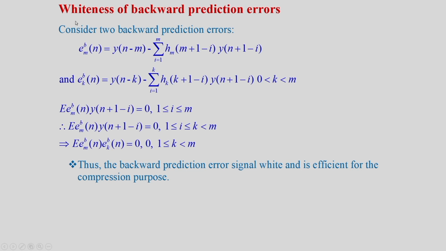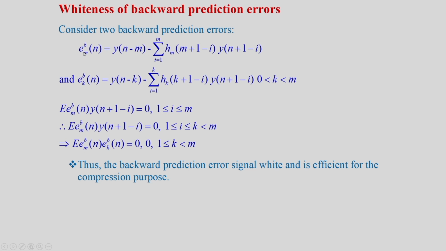Now, we will prove one important result, the whiteness of the backward prediction errors. Consider two backward prediction errors. Suppose EmB(n) is equal to Yn-m minus summation hm,m+1-i into Yn+1-i, with i going from 1 to m. And suppose the kth order backward prediction error EkB(n) is equal to Yn-k minus summation hk,k+1-i into Yn+1-i, with i going from 1 to k. So, this is for k being some number between 0 and m.